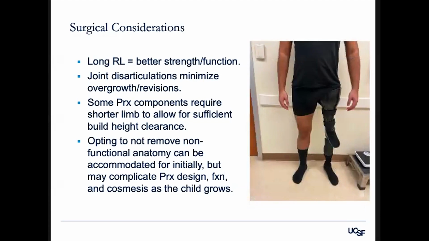Dr. Hamdi really brought this point home: in cases of congenital deficiencies, many families just opt not to undergo surgery for removal of non-functional anatomy, such as in this case of a partial foot or phalanges. This non-functional anatomy ultimately can be accommodated for in the prosthesis. As you can see here, this is a grown man with a PFFD and a relatively non-functional foot. But you can also see that it can complicate and limit the design and function, and sometimes the cosmesis, for future prostheses as the child grows.